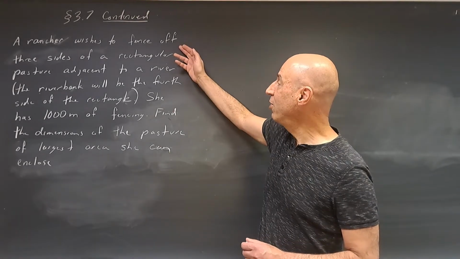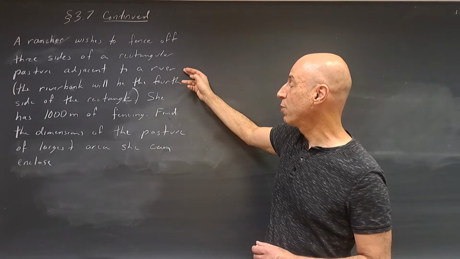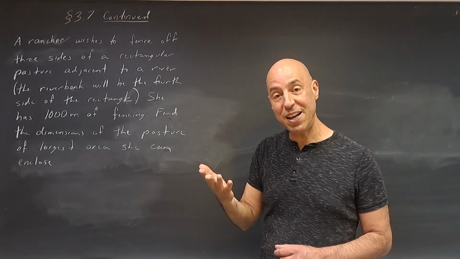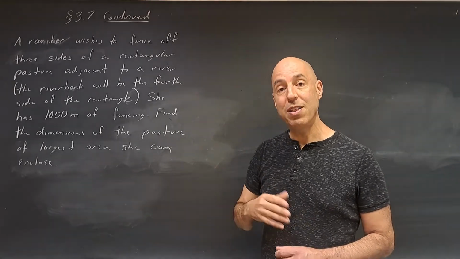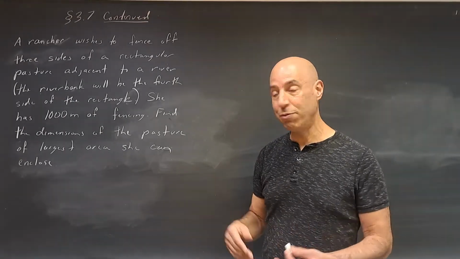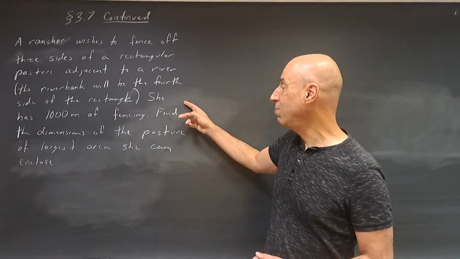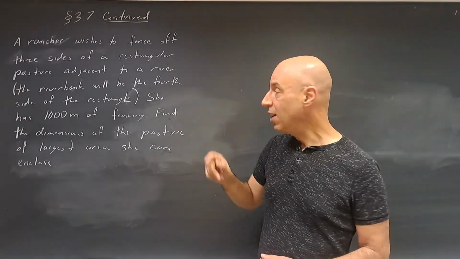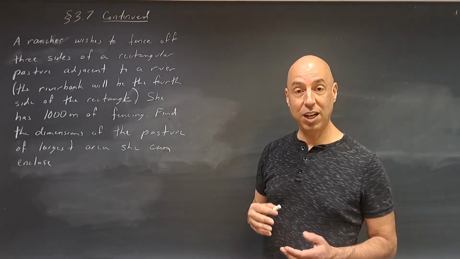So a rancher wishes to fence off 3 sides of a rectangular pasture adjacent to the river. So 3 sides of the rectangle are going to have fence, and the 4th side is going to be the bank of the river itself. That way the cattle can just go over to the river and drink, and the river will keep them from getting away, presumably. So she has 1,000 meters of fencing, and you're supposed to find the dimensions of the largest pasture in terms of area that she can enclose.